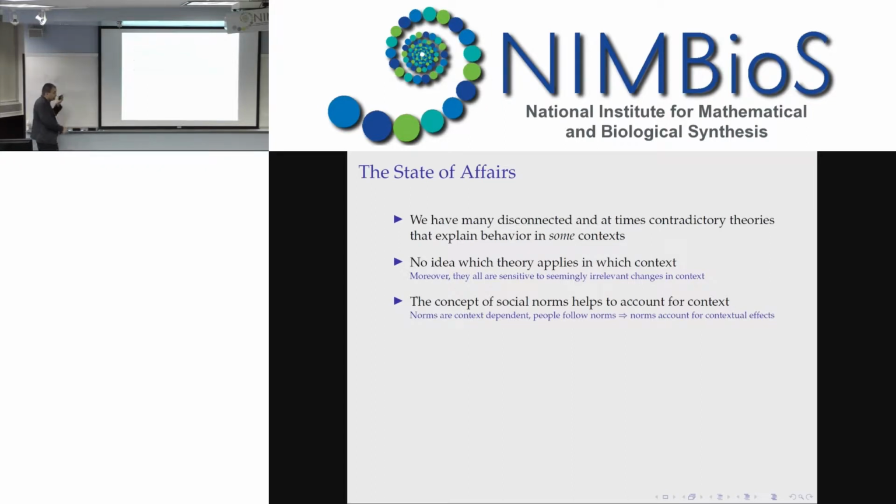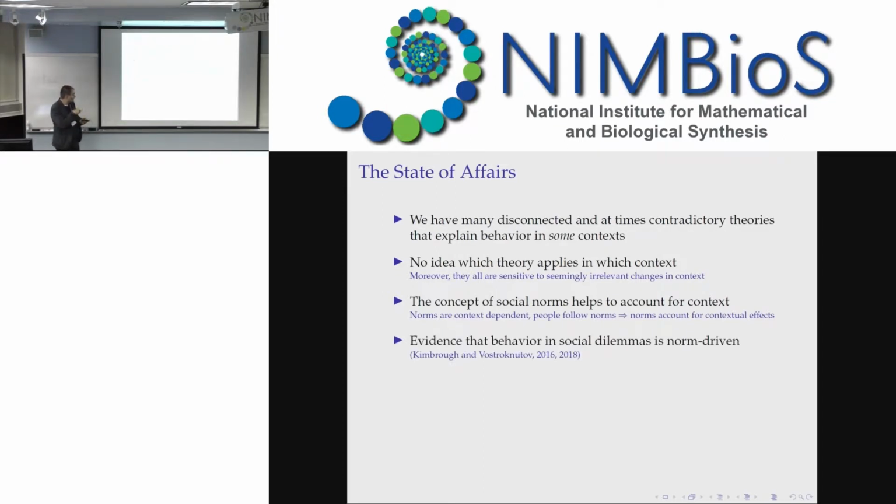So the concept of social norms started being used in experimental economics for, this is not the only reason, but the reason important to me at least, that social norms can solve these context problems. The idea is that norms are context dependent, people follow norms, so norms account for context effects in behavior.